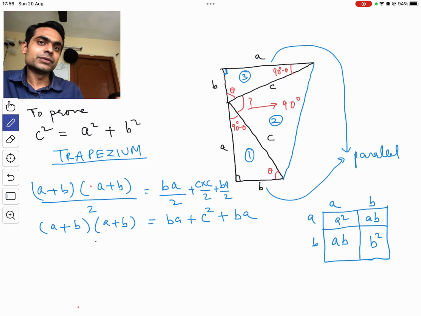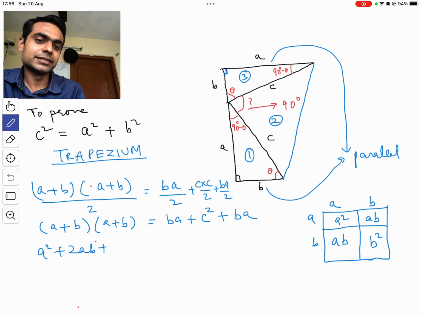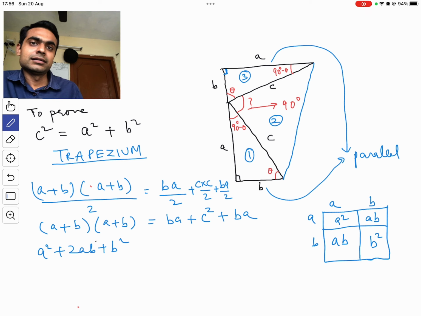Easy. So here we have 4 terms, but we see 2 terms are exactly the same, equal to each other. So we club the similar terms together. So it becomes a squared plus 2ab plus b squared. So let's write it below the (a plus b) times (a plus b): a squared plus 2ab plus b squared, right? I got the left hand side. Now let's write the right hand side.